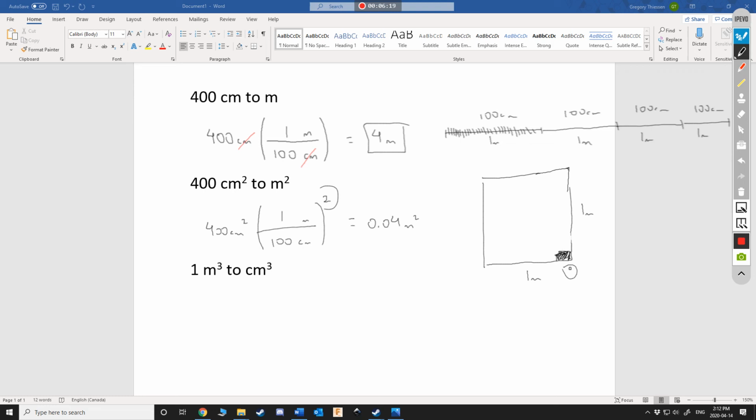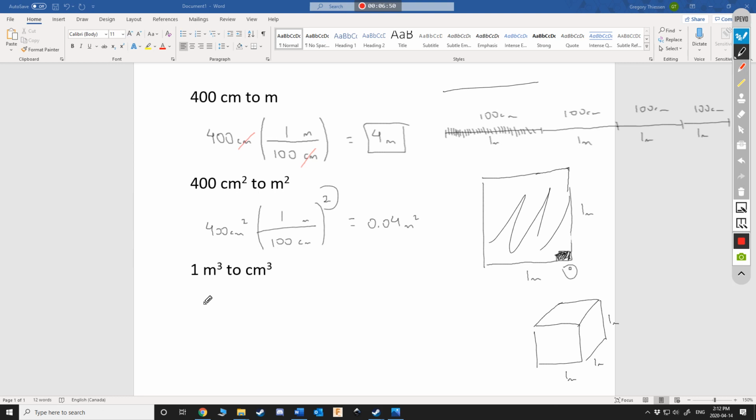For volume, we're going to go from 1 meter cubed to centimeters cubed. How do we visualize volume? We saw length, then area. For volume, picture the cube: a 1 meter by 1 meter by 1 meter cube. A meter cubed means we have an amount of stuff equivalent to a cube which is 1 meter on each length. So it's asking how many centimeters fit inside this 1 meter cube.